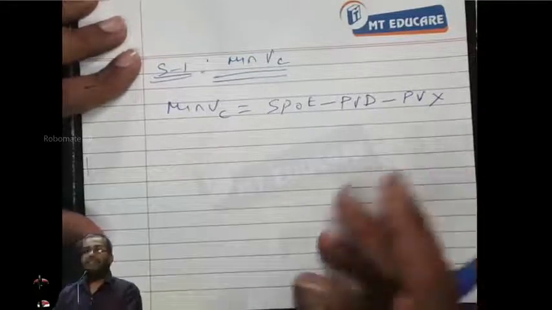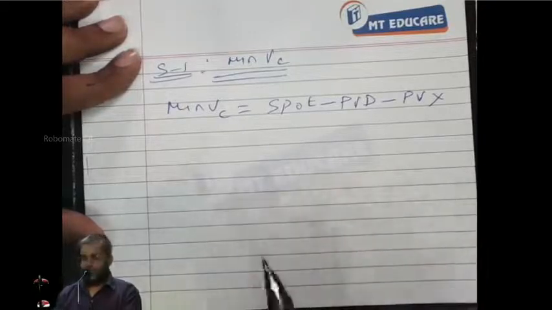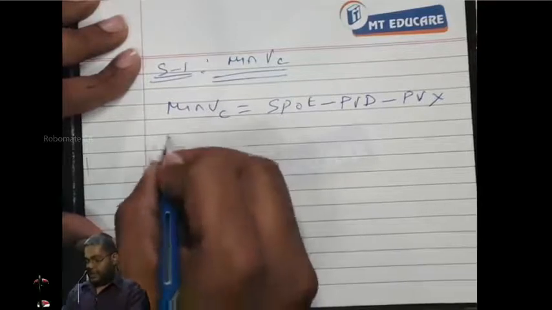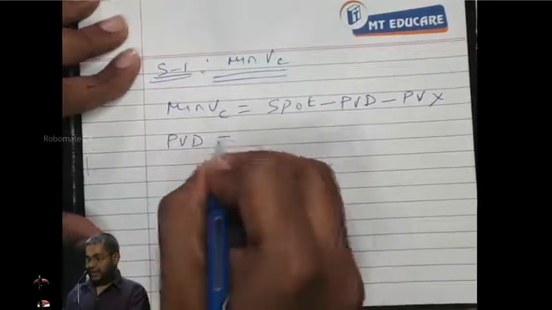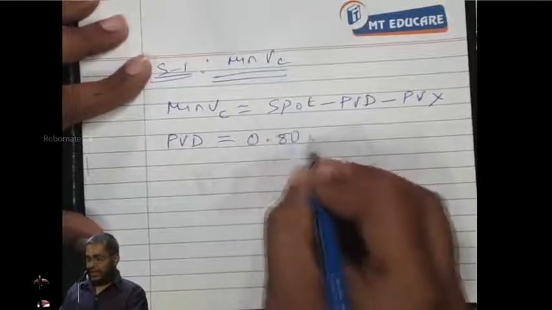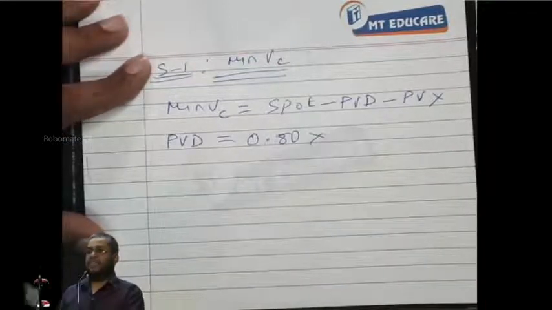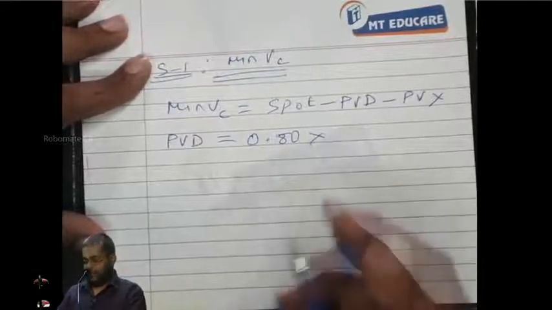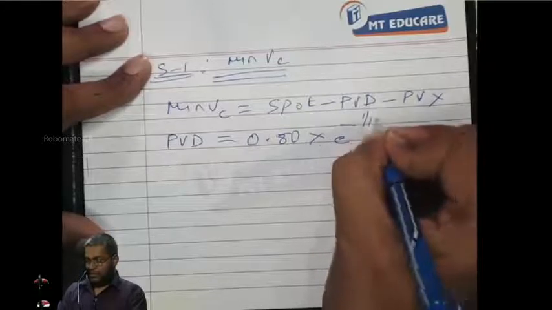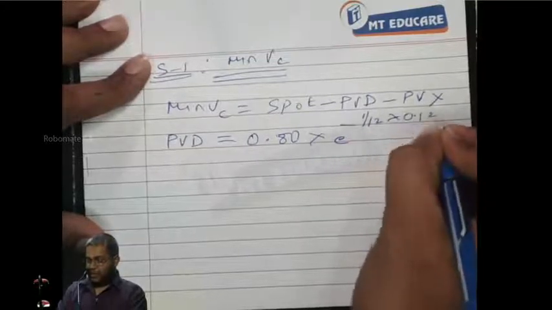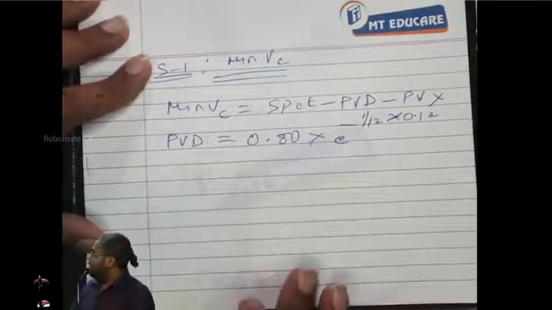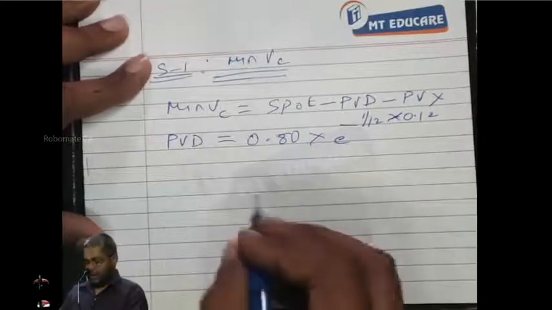Strike price. We should discount them at what discounting? Continuous discounting. Right or not? Now, see. Present value of dividend is equal to, what is the dividend amount? 80 paise, received today after 1 month, into e power minus 1 by 12 into 0.12. I hope you are doing along with me. So it is 0.8 into e power minus 1 by 12 into 0.12.